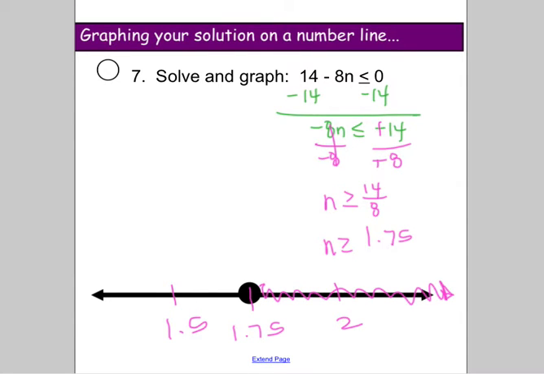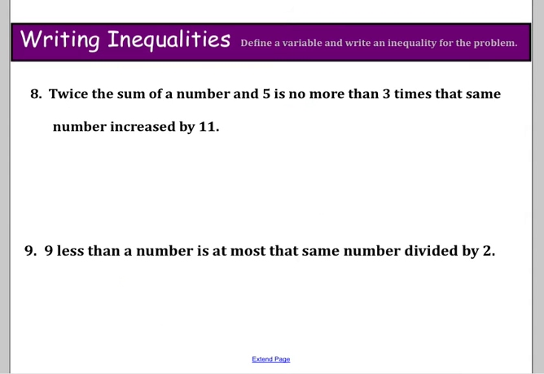All right, now would be a good time if you wanted, you could pause the video, write down any questions you have, because then we're going to move into looking at writing inequalities given words, so sentences. So if you have any questions, go ahead, otherwise you can pause the video and come back.